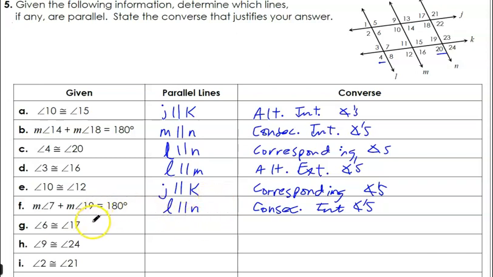All right, letter G, 6 and 17 are congruent. They are on this same transversal J, and J is cutting through L and N, so that proves that L and N, again, are parallel. And those are considered alternate interior angles.